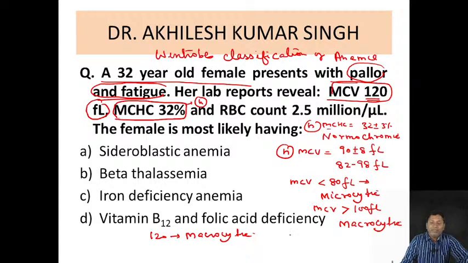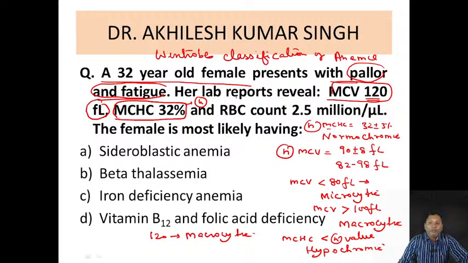And if the MCHC is less than the normal value, it is called what? Hypochromic. It is called hypochromic, right? So the condition given here is macrocytic, one thing, right? And the other given is normochromic. Which one is macrocytic and normochromic?